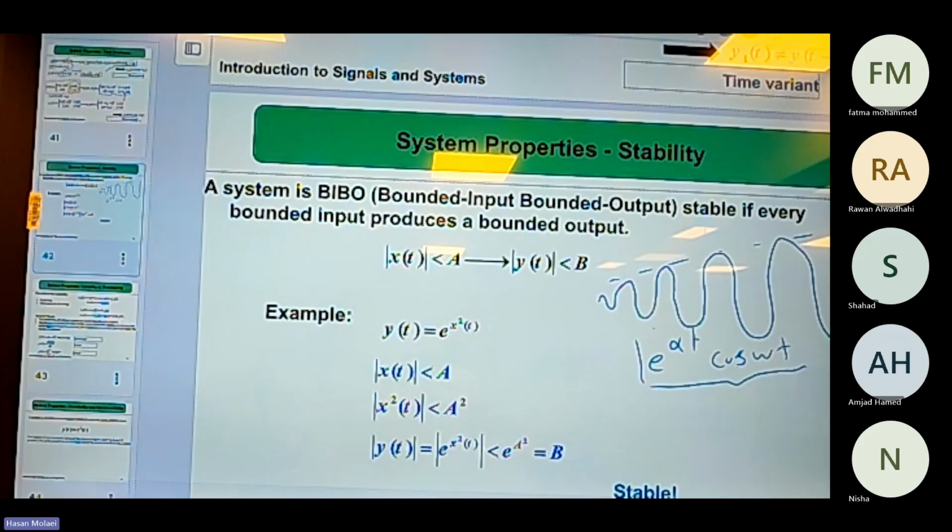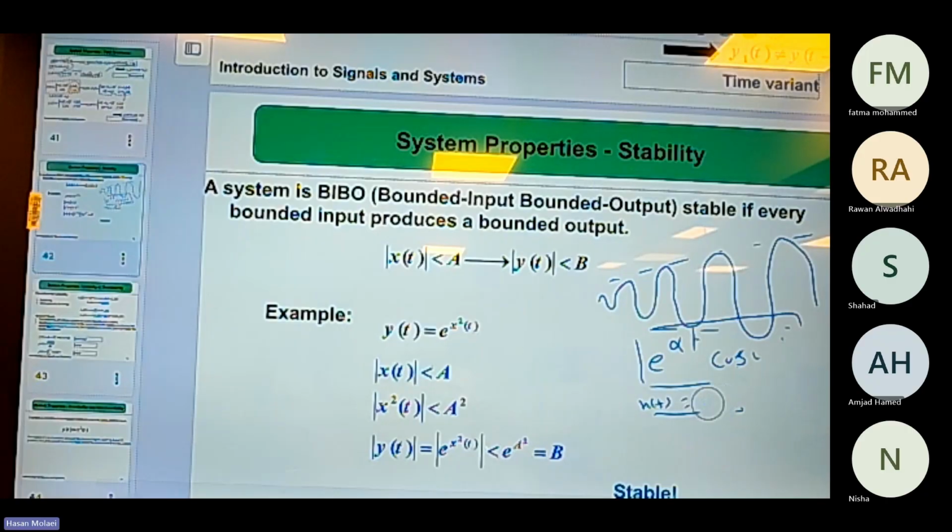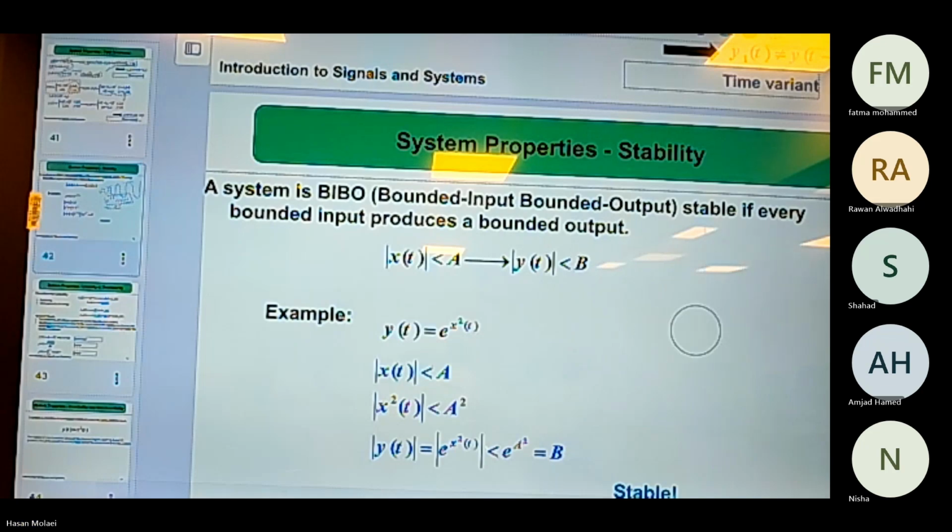This is one example of an unstable system. You have a small input, for example a constant, and your output will be something like that. So for a small input, your output is growing with time. We call it an unstable system. If we have a limited input, our output should also be limited.